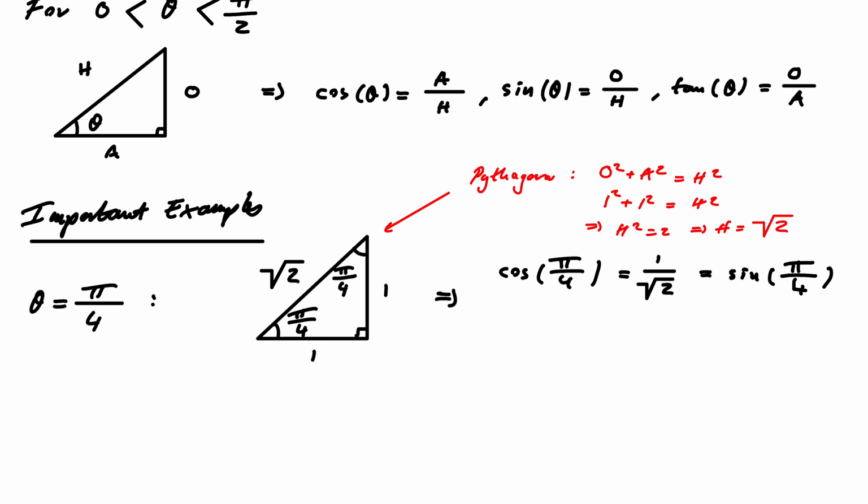Next, tan. Well, that is the opposite divided by the adjacent. That's 1 over 1. That's 1. Awesome. So rather than memorize some madness on a unit circle, I know why these values are correct. I know why they are what they are, and it's because of this triangle.